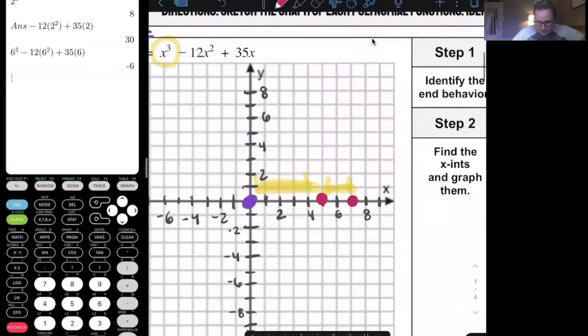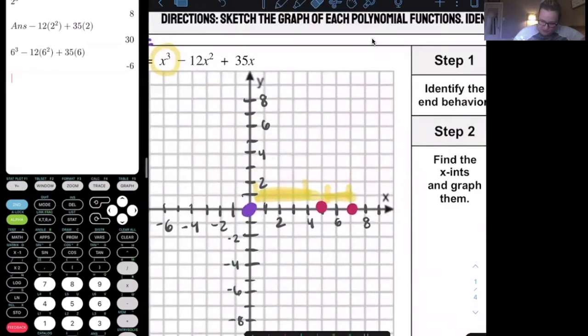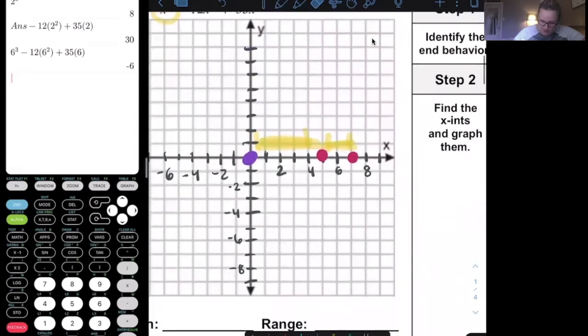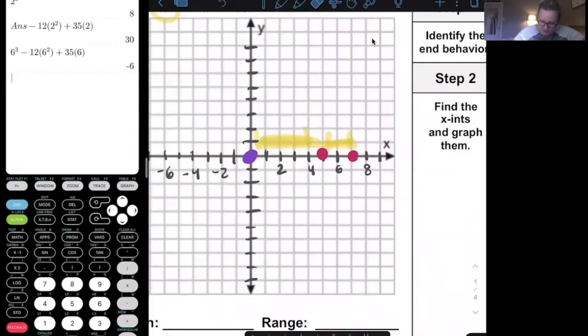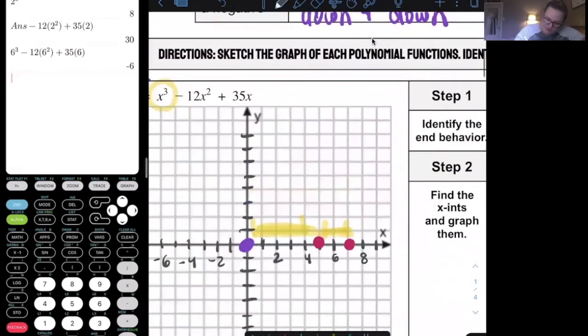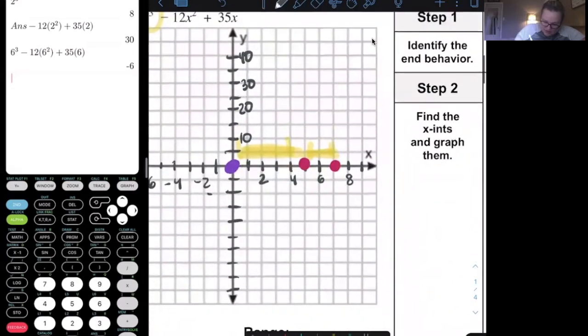I need to count by something other than 2's because I need to get to 30 here. So I'm going to count by 5's. So let's do 5, 10, 15, 20, 25, 30, 40, and then negative.